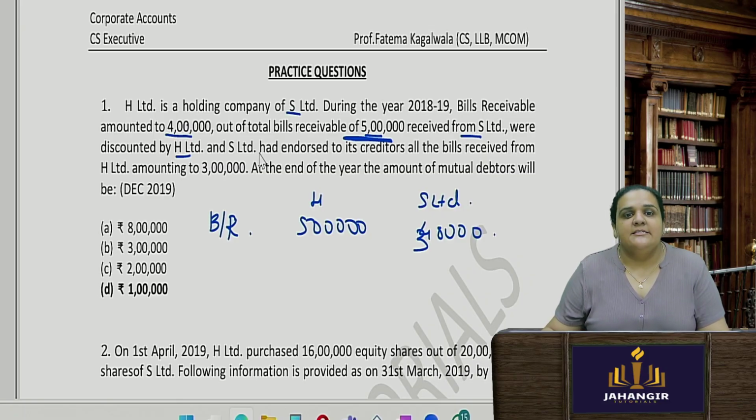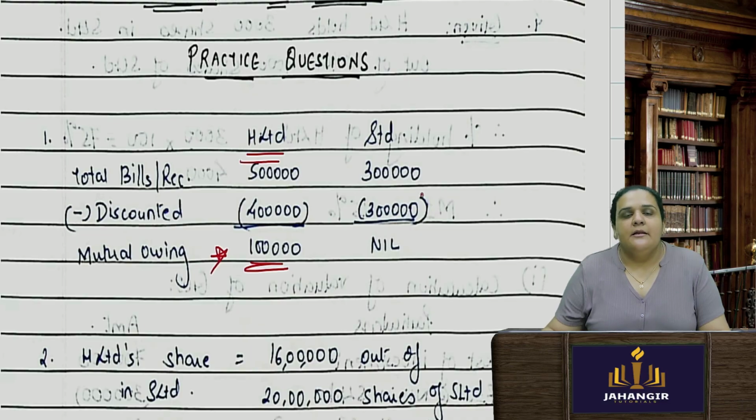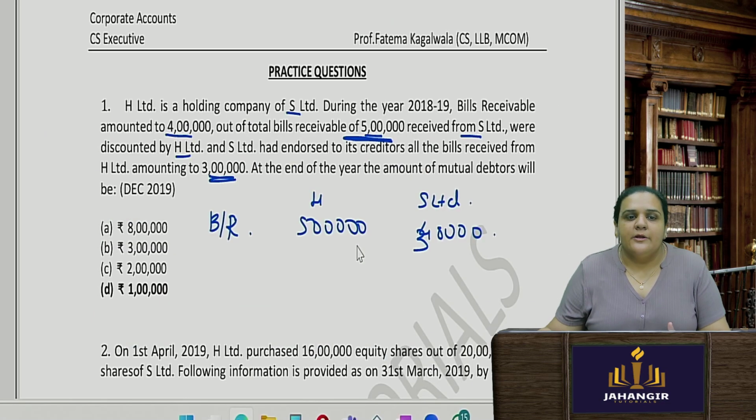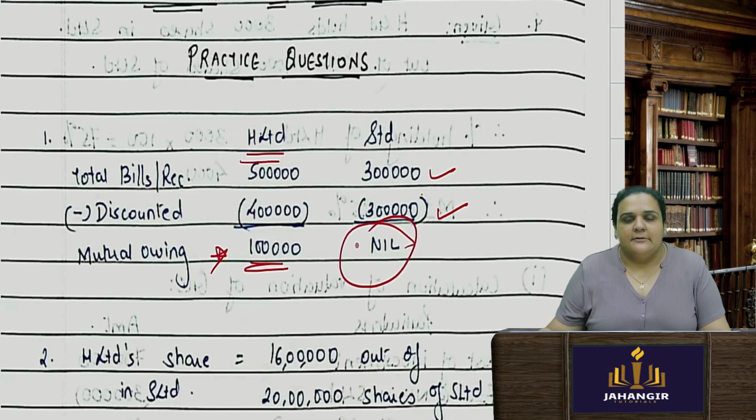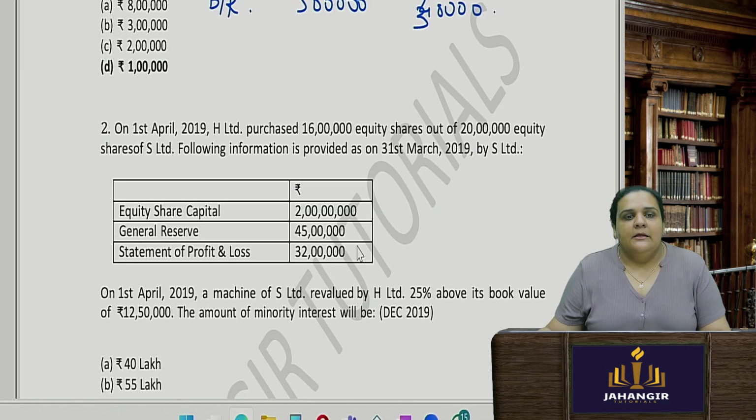Discounted by H. And S Limited had endorsed to its creditors all the bills which were to be received from H Limited, amounting to 3 lakhs. So, S Limited had 3 lakhs, and from bills receivable 3 lakhs is removed. So now this is going to become nil. So mutual owing is going to be only of rupees 1 lakh. Least of the amount is cancelled.